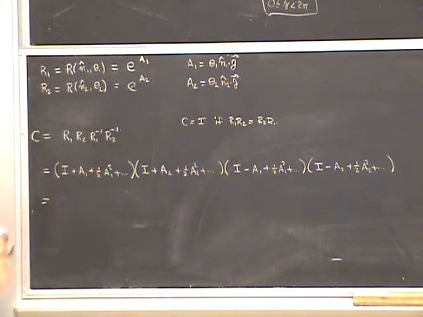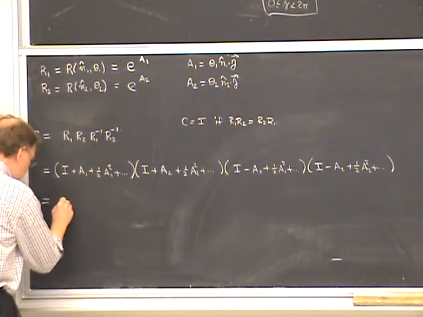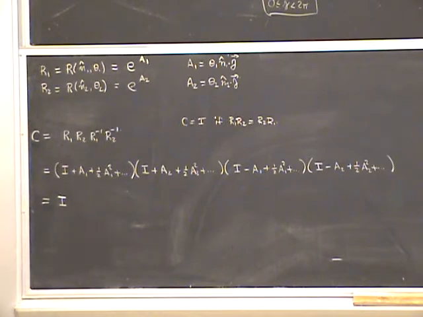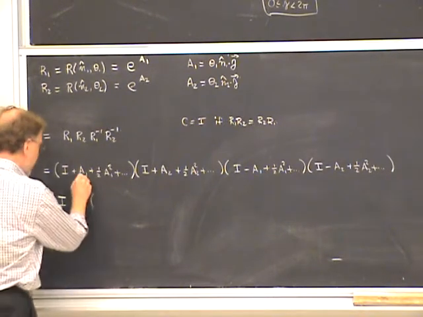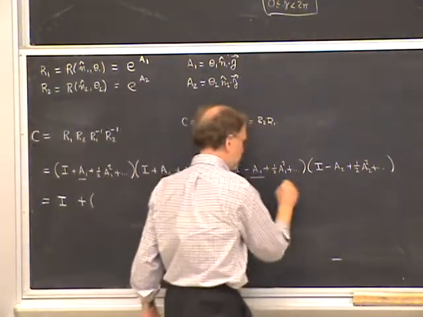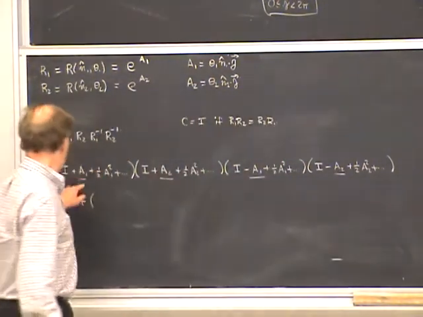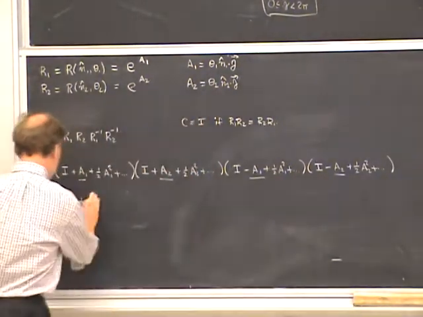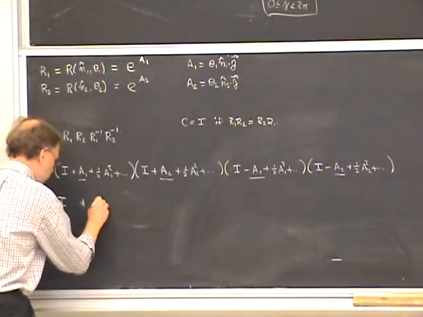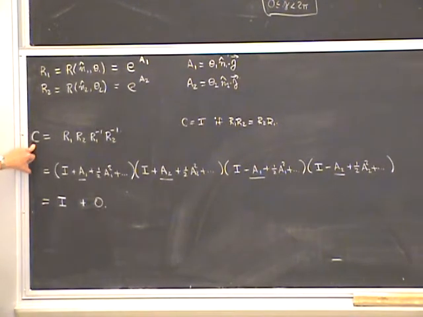Now, you multiply these four things together, and obviously what you get in lowest order is the identity. And then in first order, what you get is just the sum of the first order terms here, which is A1 plus A2 minus A1 minus A2, which is 0. So let me just write this as 1 plus 0. This C thing vanishes in first order when the angles are small.